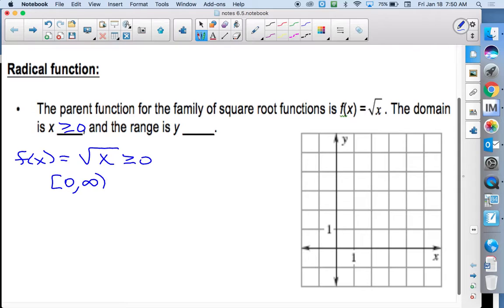So then the second part says the range would be the y values. If you plug positive numbers inside here, so you have a positive 1, a positive 2, a positive 3, a positive 4, a positive 5, whatever, what would your answer be if you take the square root of 1, the square root of 4, the square root of 9, the square root of 25? What kind of answer do you get?